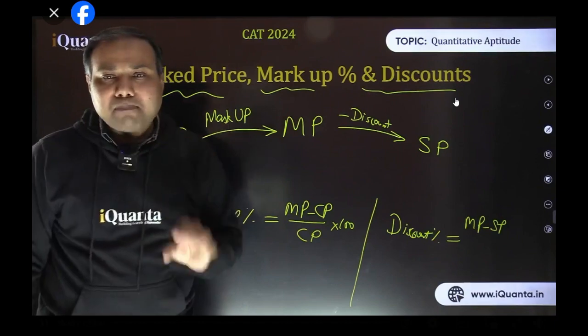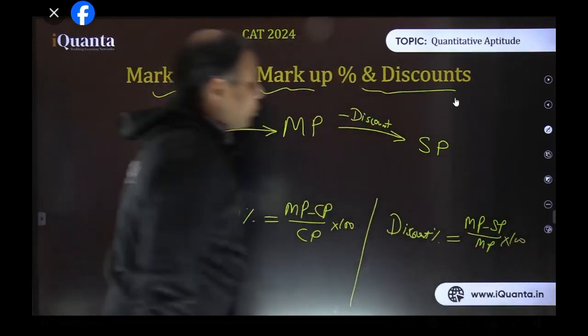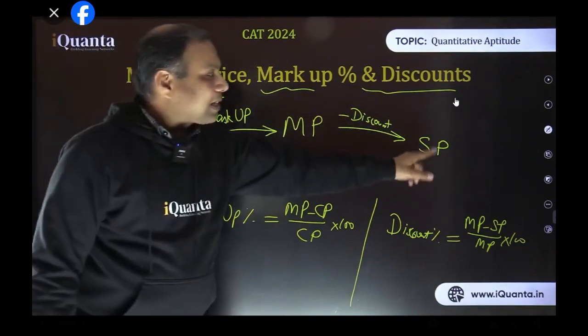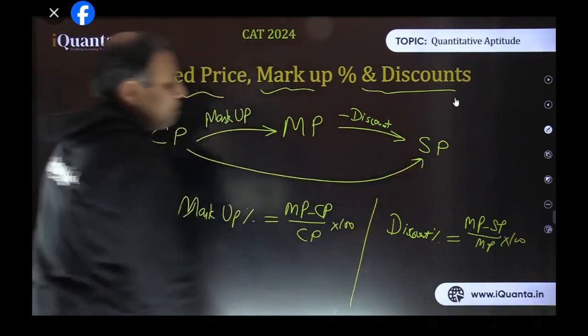Ki MP ka kitna percent amount we are not to pay. So divided by MP into 100. Fine. So if there is certain discount, then this is the final selling price, this is final cost price, and now profit or loss will be calculated between CP and SP, right?